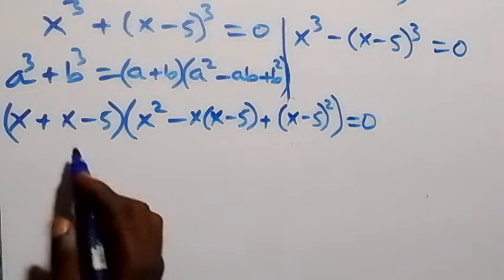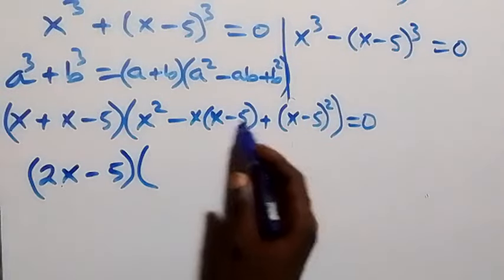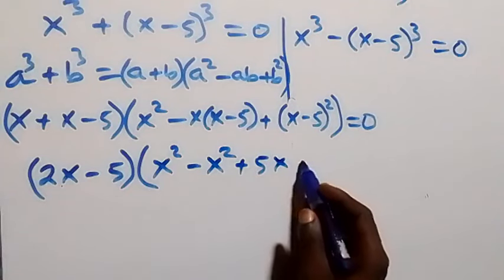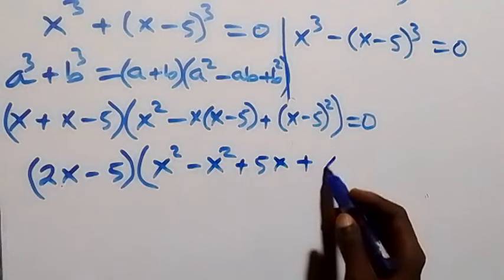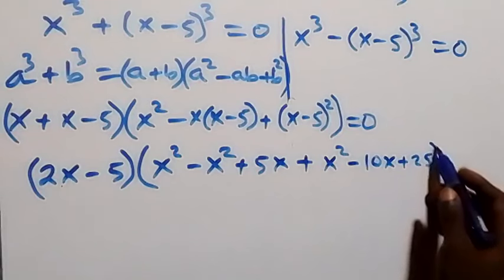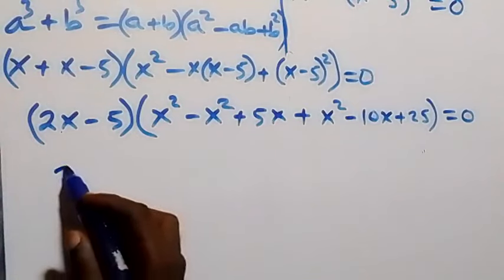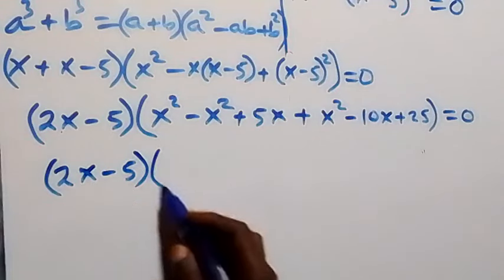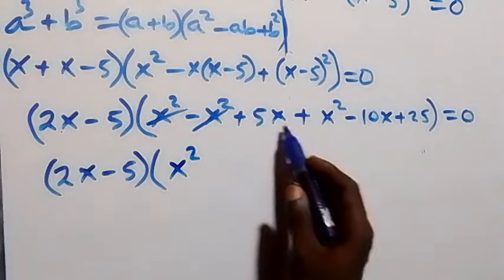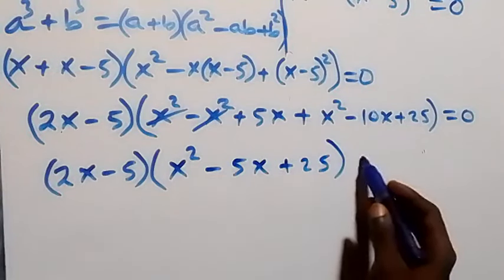And also here we have x plus x, that's 2x minus 5, then into the bracket: x squared minus x squared plus 5x, then plus the expansion of this bracket gives us x squared minus 10x plus 25, equals 0. From here we can simplify this bracket again, so we have (2x minus 5) times (x squared minus x squared cancel each other and we are left with x squared, then 5x minus 10x gives us minus 5x, plus 25) equals 0.